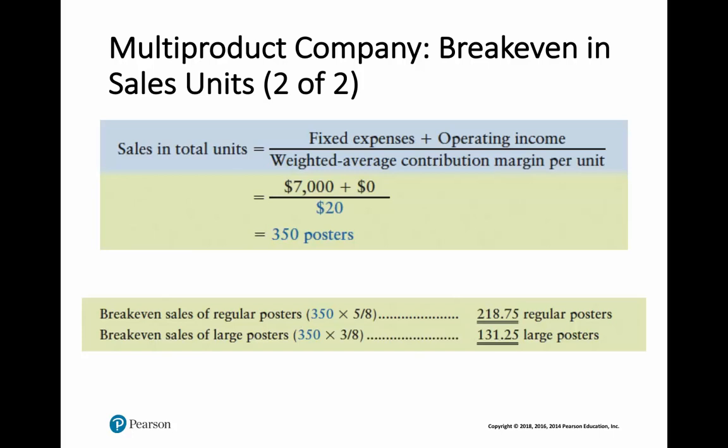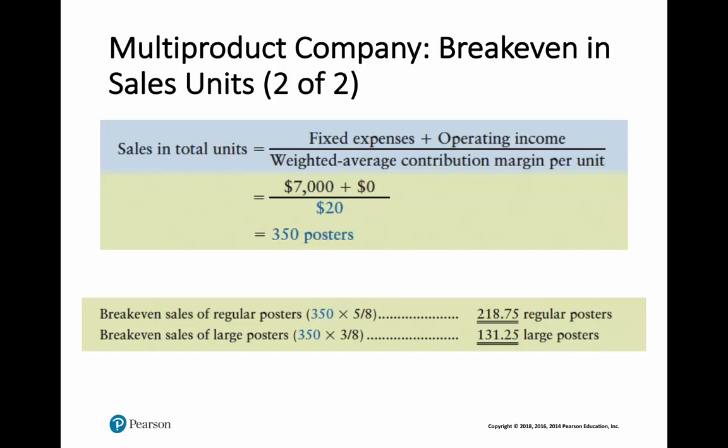We can now break that down based off our sales mix. Of the 350 posters, 5/8 is going to be 218.75 regular posters. Of that 350, 3/8, or 131.25, is going to be our large posters. If this was a problem, you could leave it as decimals, but my advice is to round up, because in reality we can't sell 0.75 of a poster or 0.25 of a poster. So we need to sell 219 regular posters and 132 large posters in order to break even.